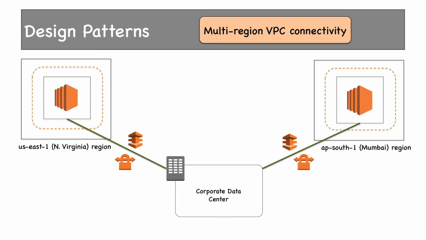Something like this can also be configured. We have 2 separate regions. Both are connected to corporate data center using either VPC VPN connection or direct connect. Instances in US East 1 region can talk to instances in AP South 1 region via the corporate data center. We will not discuss direct connect at this point, but I'll give you an overview how direct connect works at the end.